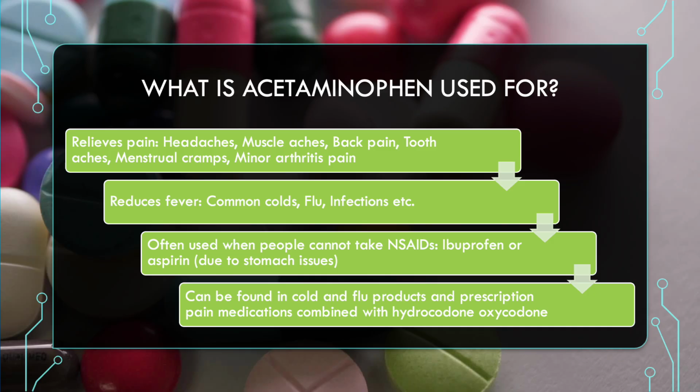What is acetaminophen used for? It is most commonly used to relieve pain, but can also be used to reduce fevers. It is often used when people cannot take NSAIDs, such as ibuprofen or aspirin, due to stomach issues, and can also be found in cold and flu products and prescription pain medications combined with hydrocodone and oxycodone.